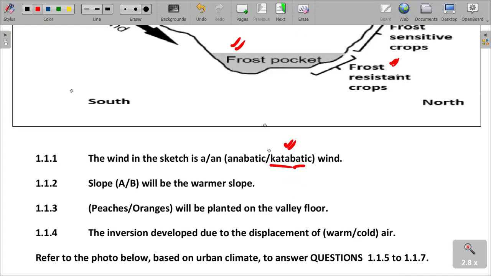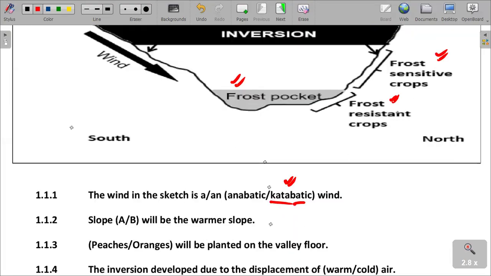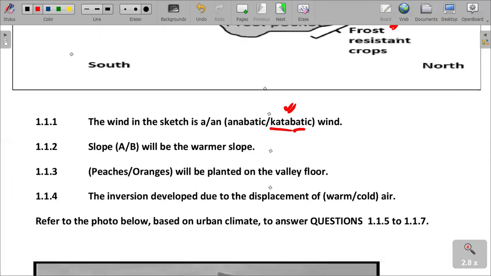And then, which slope, A or B, will be the warmer slope? So what is happening is that we are asking which one is the warmer slope there. Slope A or B, which one will be the warmer slope?